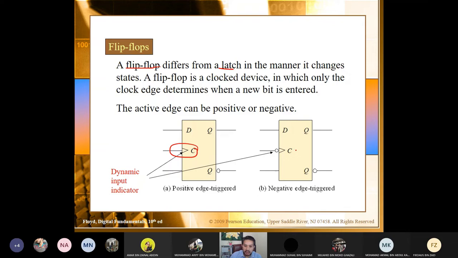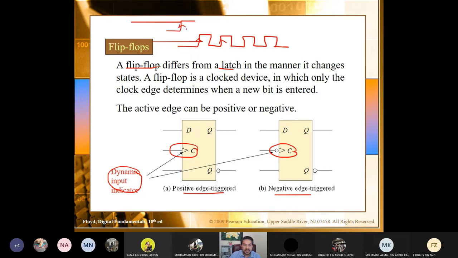So this is like an enable switch. It depends whether the flip-flop will be triggered by the positive edge or negative edge of the clock. What do we mean by positive edge of the clock? If you have a clock sequence like this, you have a positive rising edge going up. Whenever this goes up like this, this is a positive edge. Whenever it goes down, from high to low, this is a negative edge.